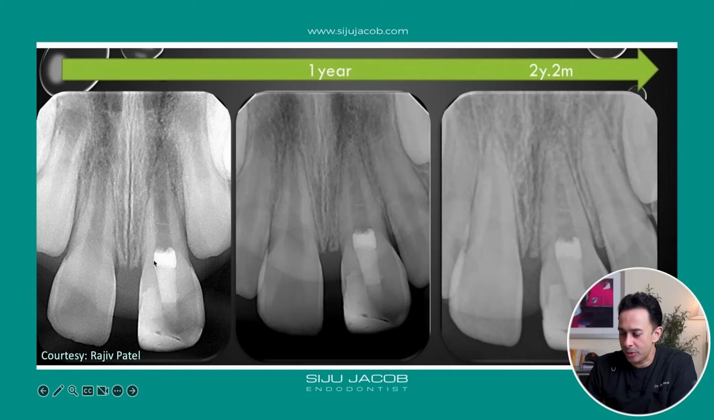And Rajiv actually followed this up at year 1 and 2. You can see how the root formation is progressing here from an open apex, root formation, as well as some sort of thickening here. Not a lot, but there's definitely a natural root formation here. Not a lot cervically, but definitely root formation apically. So this is a case where revascularization actually worked. Clinicians do get good results, and there are many examples like this on the internet or even on forums where somebody attempted revascularization and it works out well.